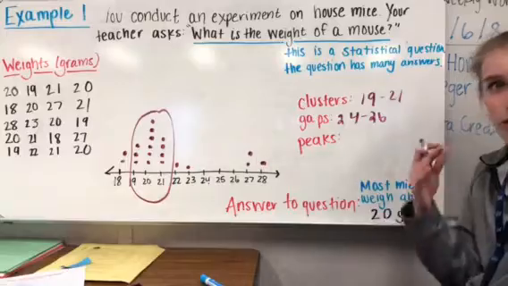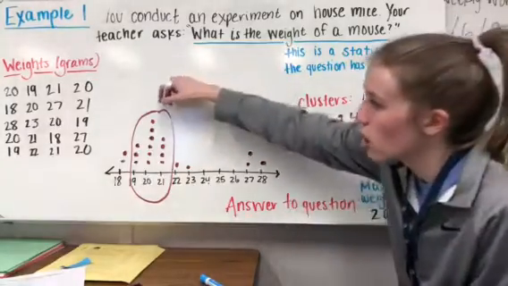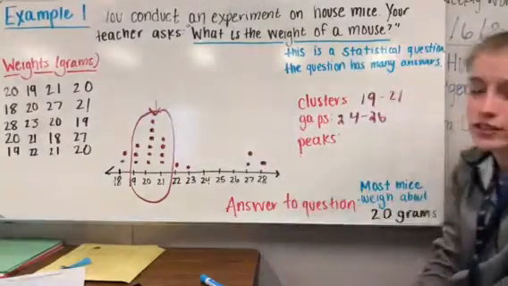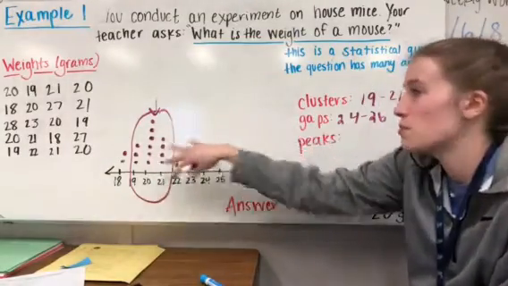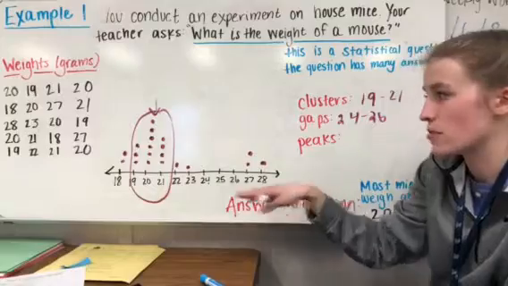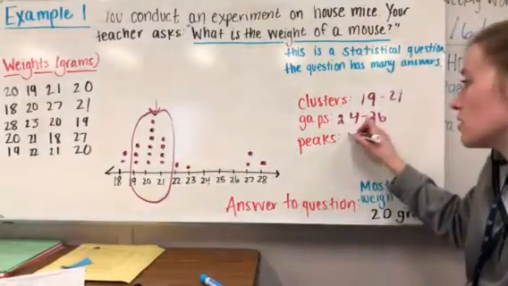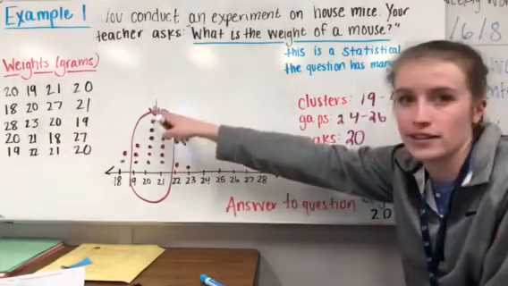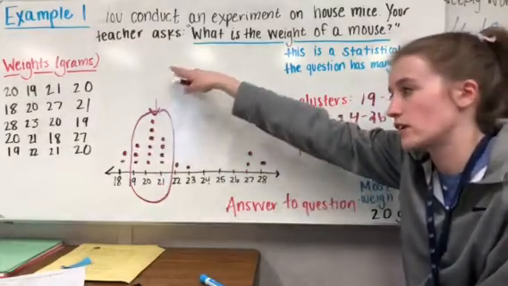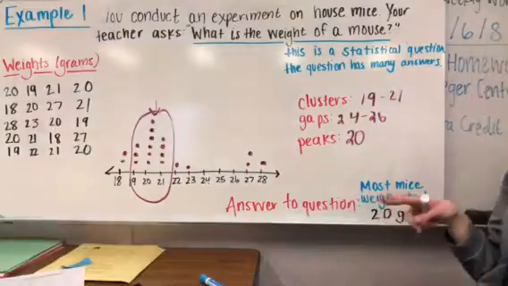Your peak, think about it like a peak of a mountain, is the tallest point in your data set. As I see right here, 20 has 6 data values, higher than every other number, so 20 is our peak. 20 was our peak, not 6. Even though there are 6 data values, our peak is 20.